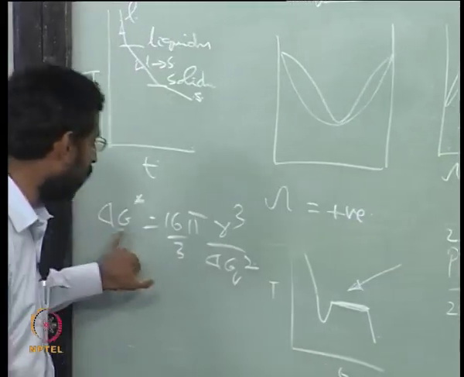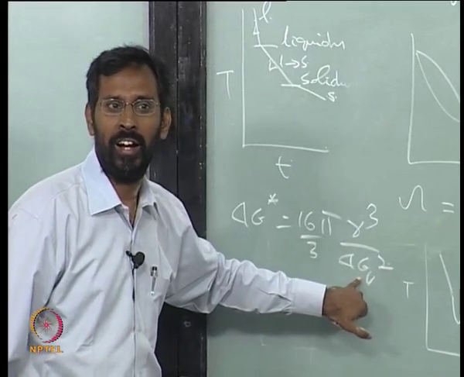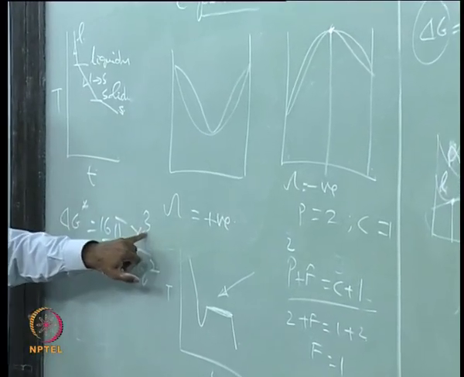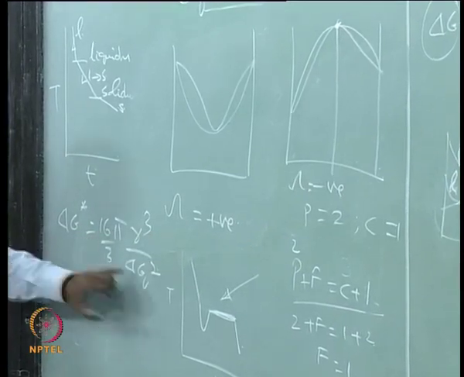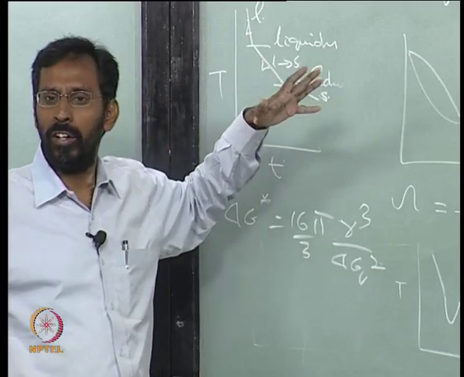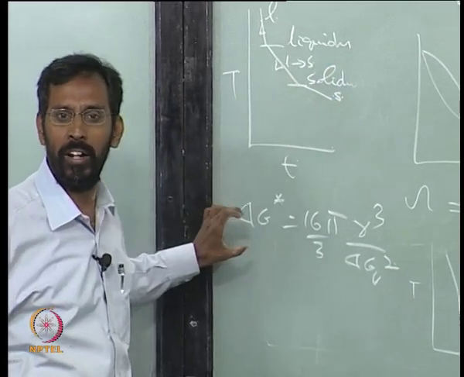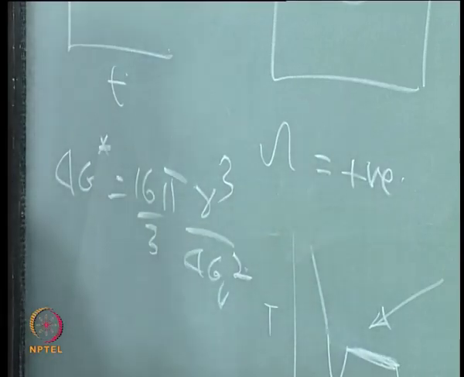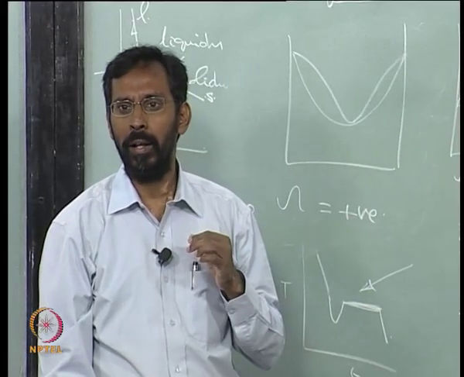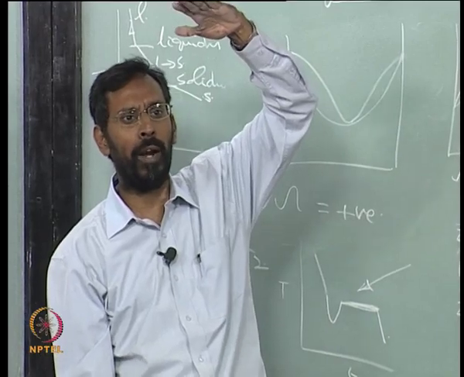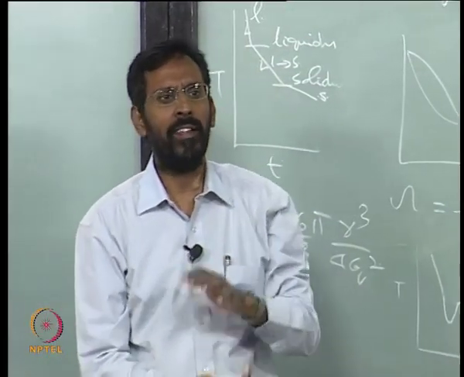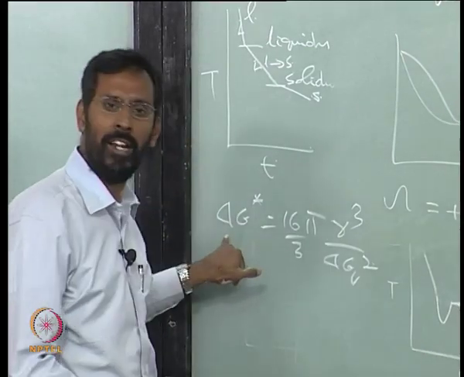And so, if I know this, I would know this. Of course, I also need to know gamma. So, this influences the activation energy. The higher the driving force, the smaller the activation energy. If I take the liquid, bring it to very much below the melting point, there is a large driving force for the solid to come out, and because there is a large driving force, the activation barrier will be very small.